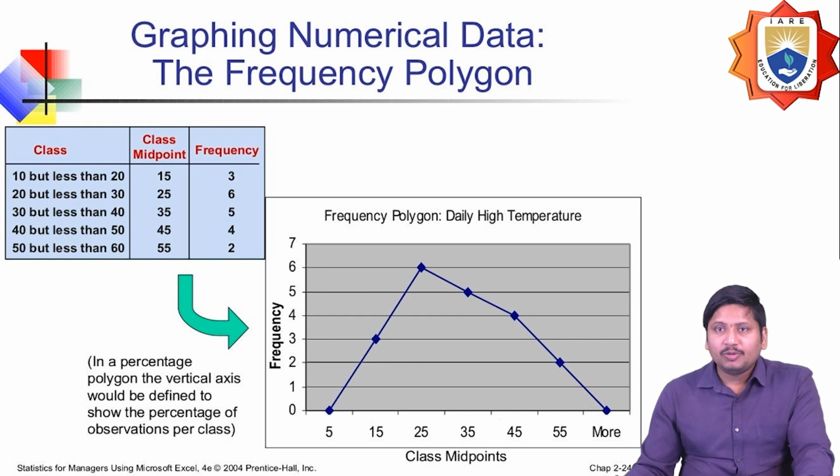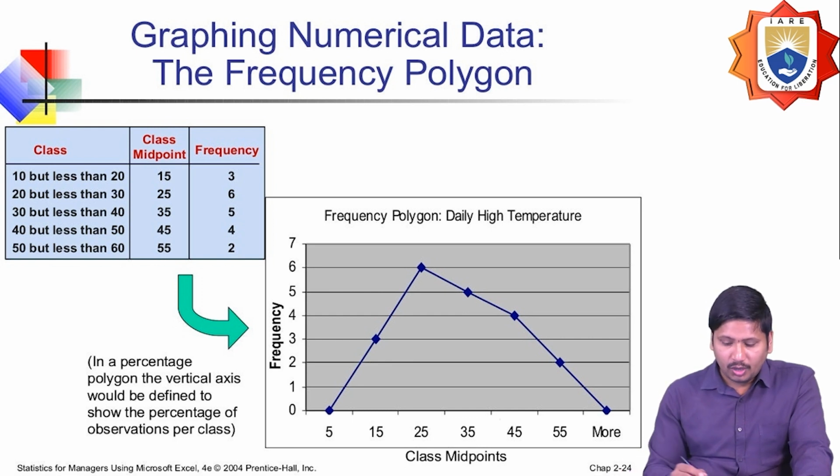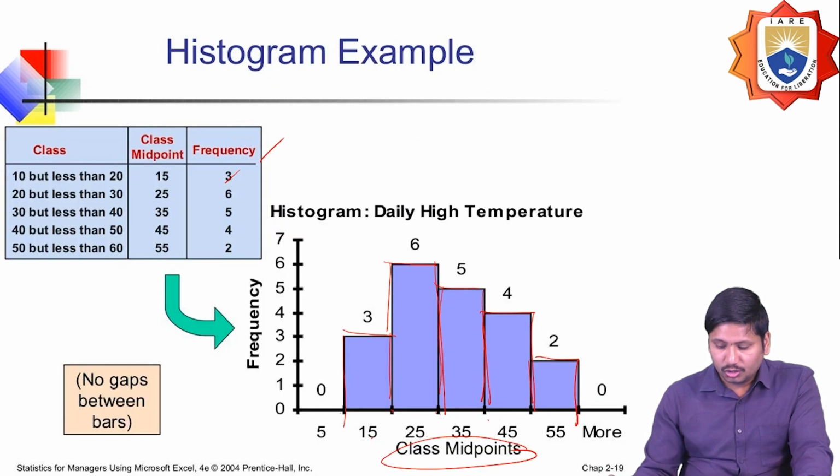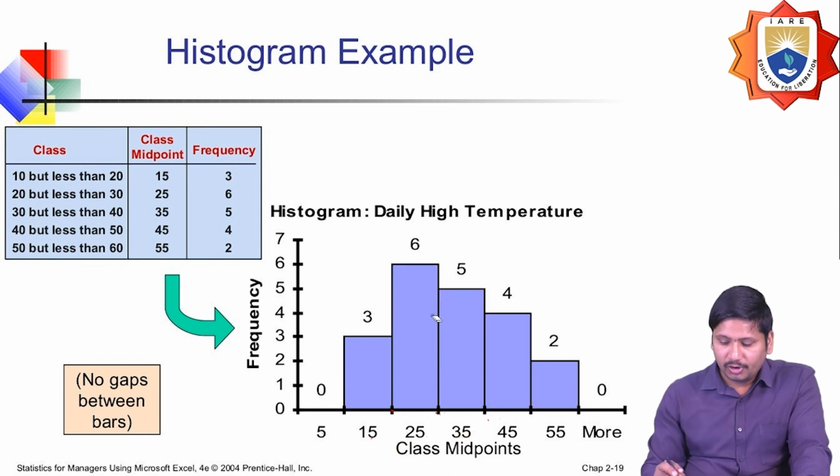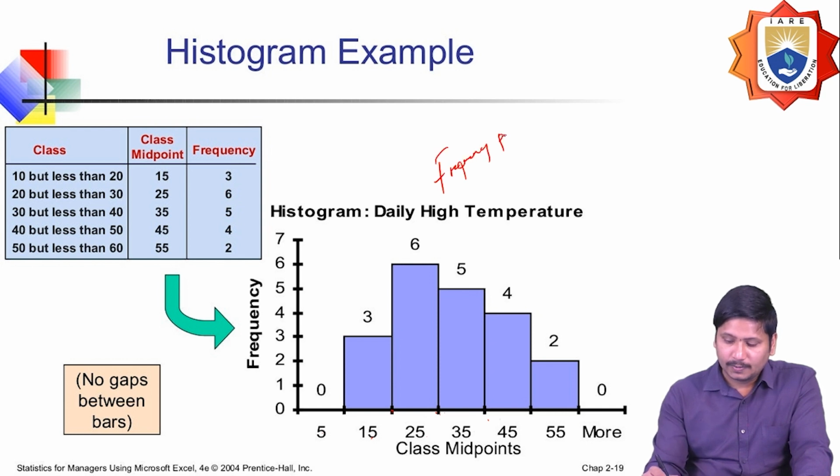So the class midpoint. Once we get this data, we have to construct the frequency polygon. For that, what do you have to do? Once we construct the histogram, as I constructed previously, I'm going to take the same thing here. For construction of this frequency polygon, identify the midpoints of each bar.